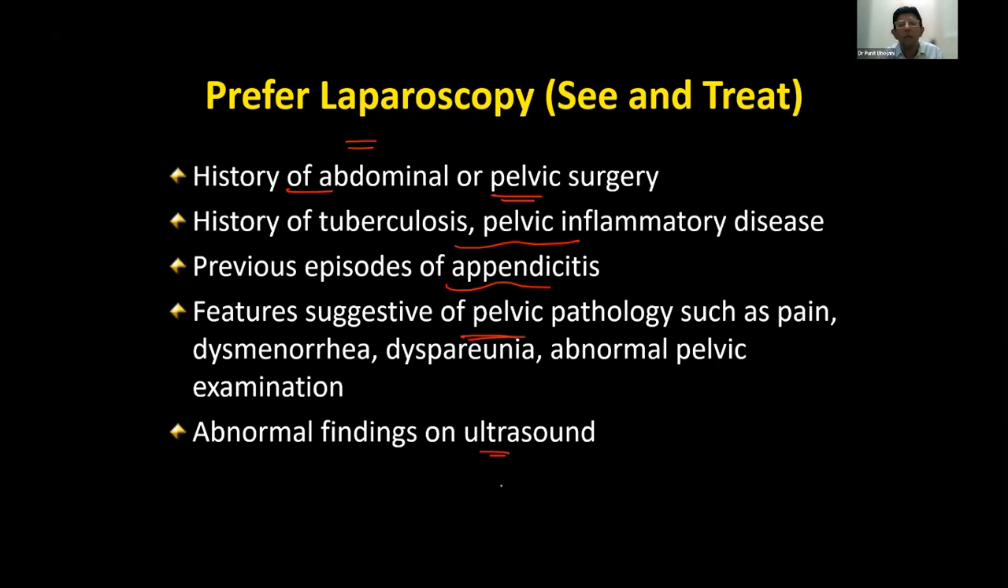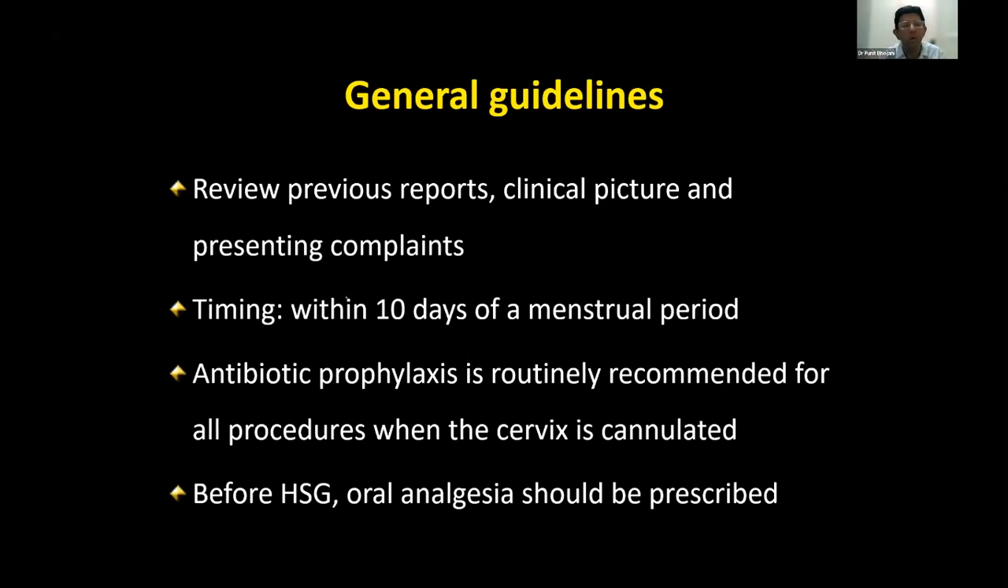If the patient needs it, day 8, day 9, day 10 we can do it. So generally we do it on day 8 or day 9 of the cycle, up to 10 days definitely. Avoid it too close to ovulation. So you need to review the previous reports. Within 10 days of the menstrual cycle, let the bleeding get over. Antibiotics we generally give. The cervix is cannulated, and oral analgesia may be given. Atropine we should definitely give, and an antispasmodic can be given.